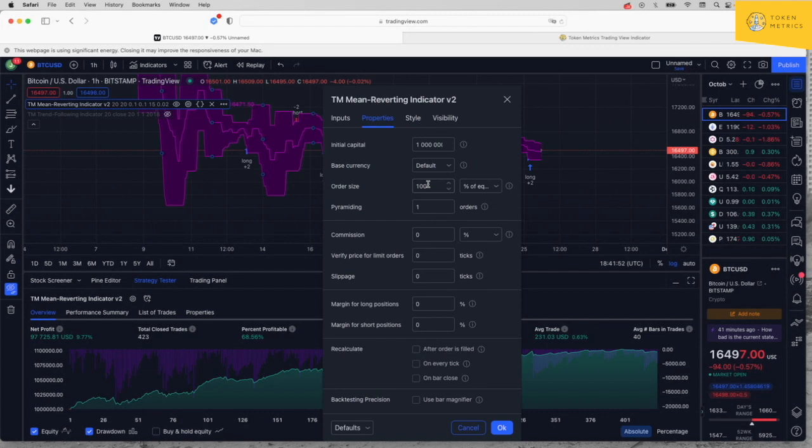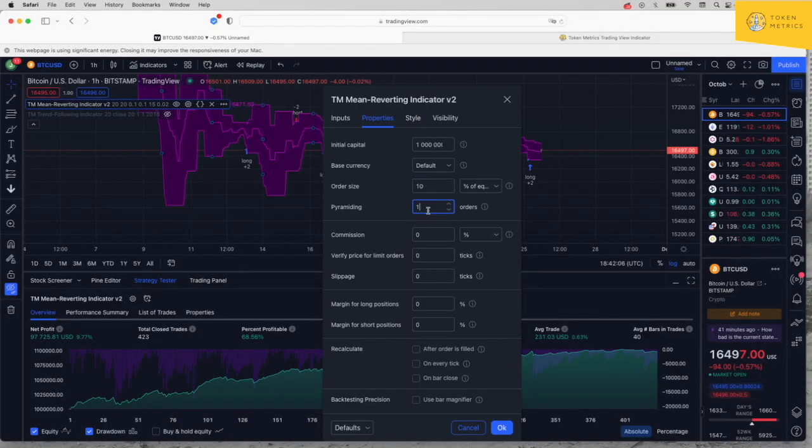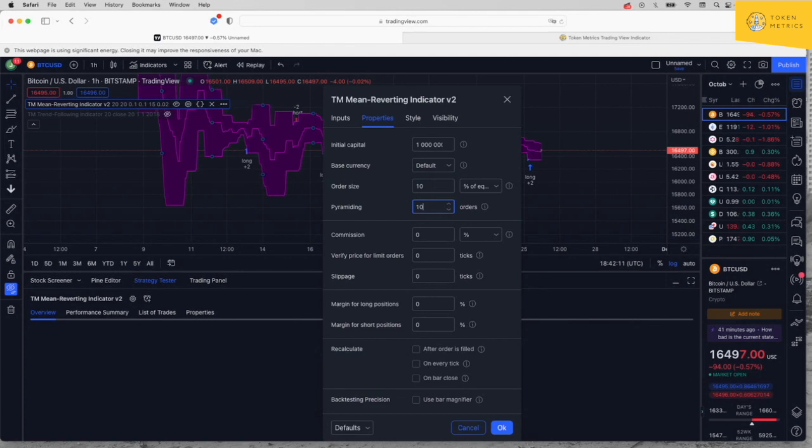Now, one thing I want to mention is that you can also change the order size. For example, here I'm saying that whenever I get a long signal, I want to invest my entire capital. And whenever I get a sell signal, I would sell everything. But we can change this. You can say that I want to invest 10% of my capital for each signal that I get.